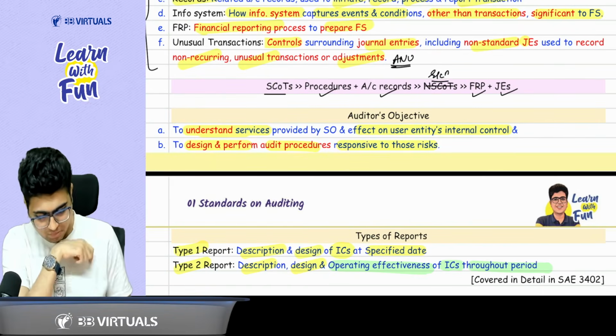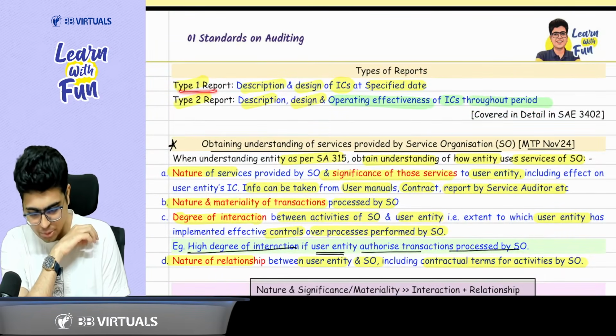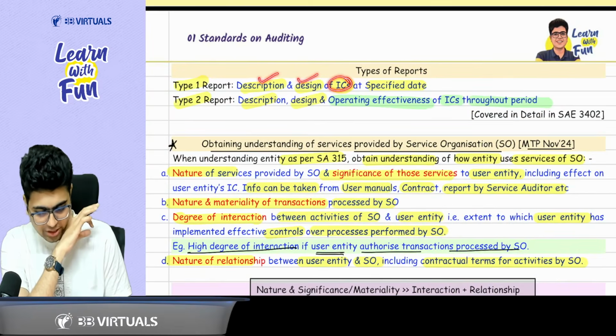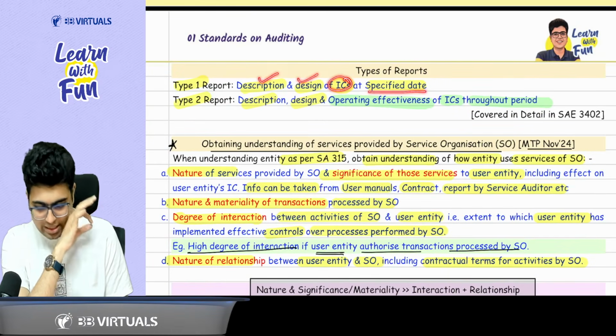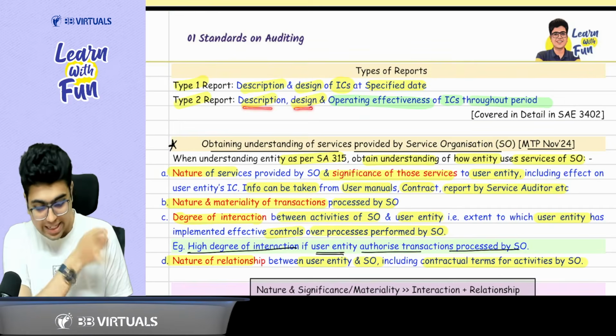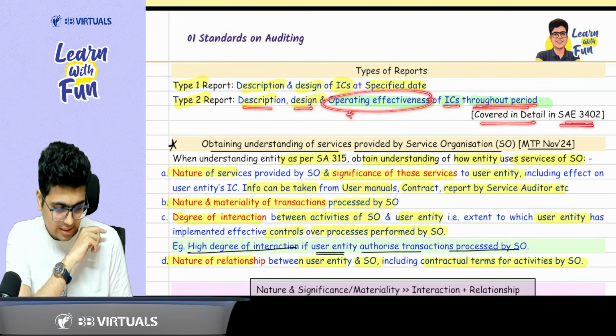Okay, sir. Two types of reports that we discuss in this standard are type 1 report and type 2 report. Type 1 report talks about the description and design of internal control at a specified date. Type 2 report also talks about the description and design, but it additionally talks about the operating effectiveness of the control throughout the period. This we discuss in detail in SAE 3402.